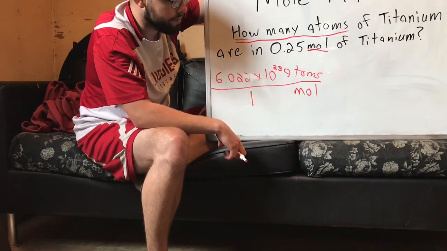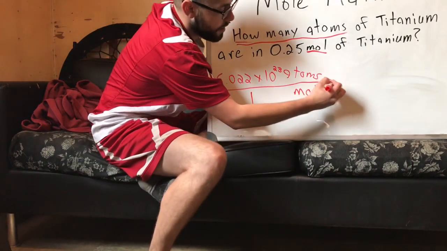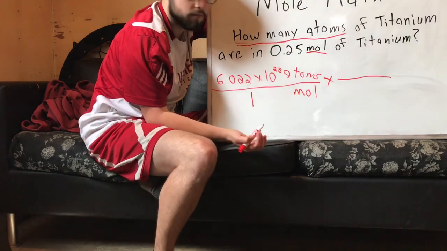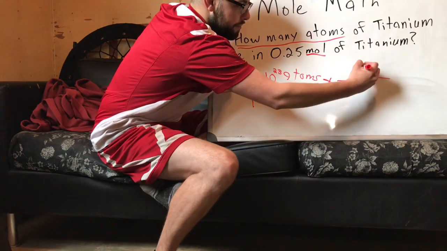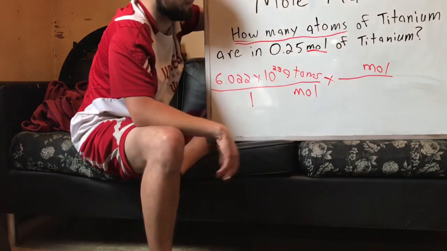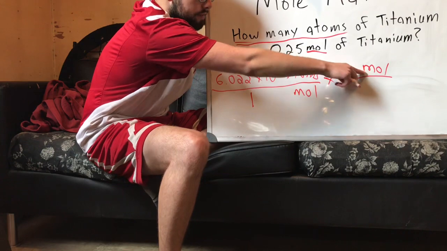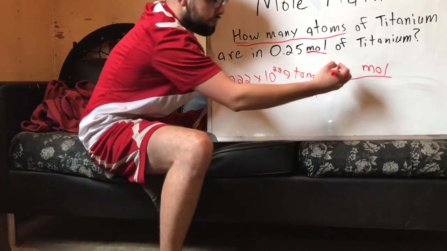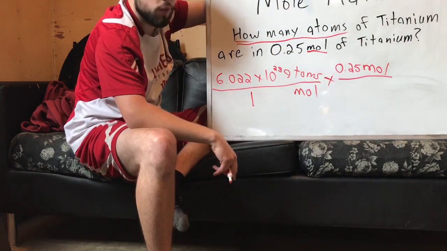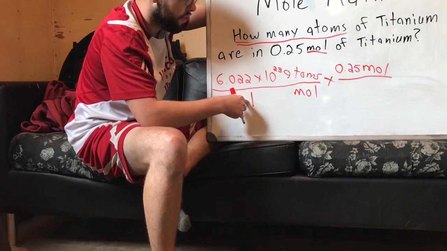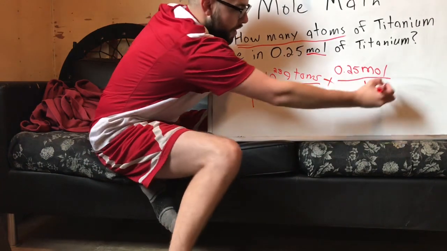My problem's not done yet though. I still have not used this number from the story problem. So I'm going to set up a new fraction. I'm going to take this unit that was in the denominator and I'm going to carry it up. Moles. I'll search my story problem for something that has moles in it. I've got it right here. 0.25 moles. I don't want to know how many atoms are in 1 mole. I want to know how many atoms are in 0.25 moles. I can put this one over 1.